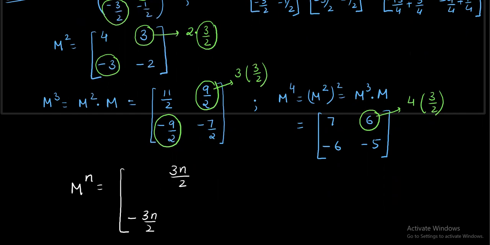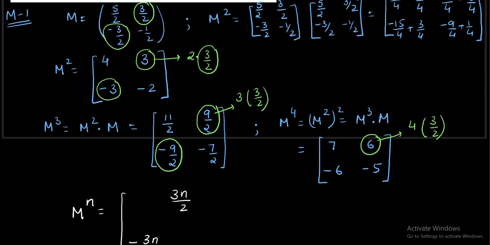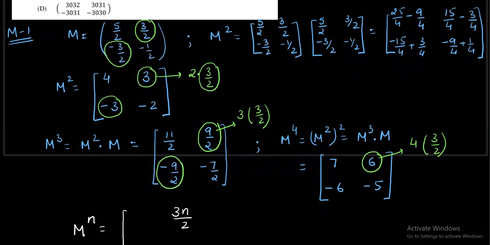Coming to the remaining entries. What is the relation between the remaining entries? So again, let us go back to M. Again, you can check that here 5/2.